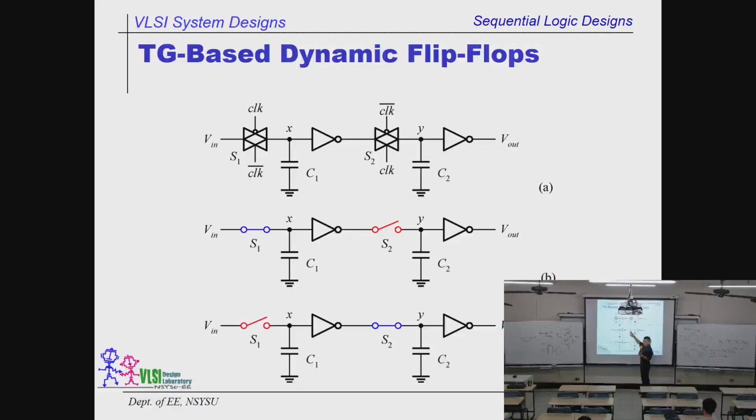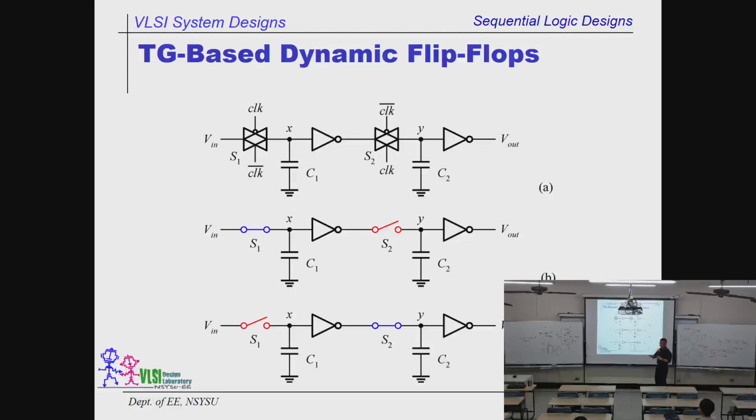But because this one is open, nothing will be transferred from X to Y. And in the next phase of the clock, this one is off, then this one is closed and turned on. X will be inverted and transferred to Y, and then inverted again. So the V in will be logically equal to V out for this operation.